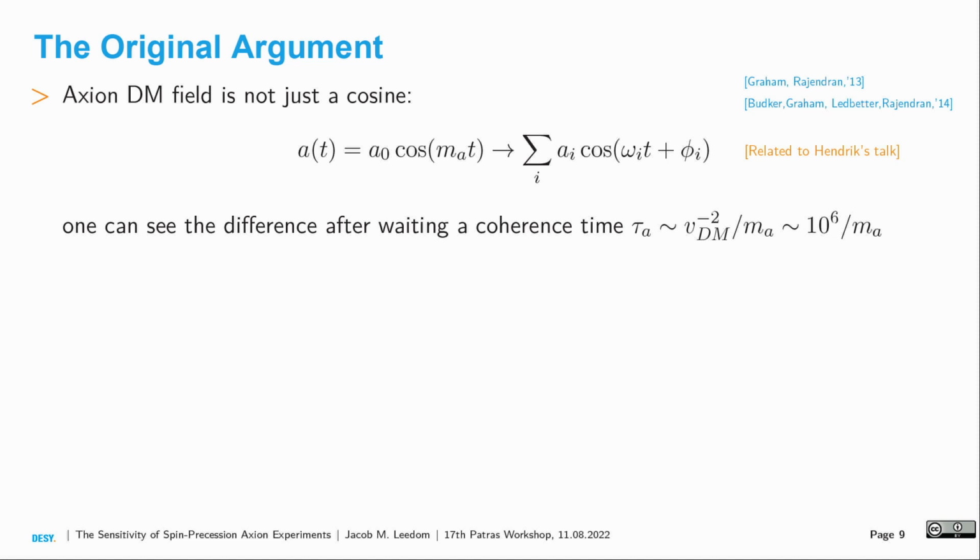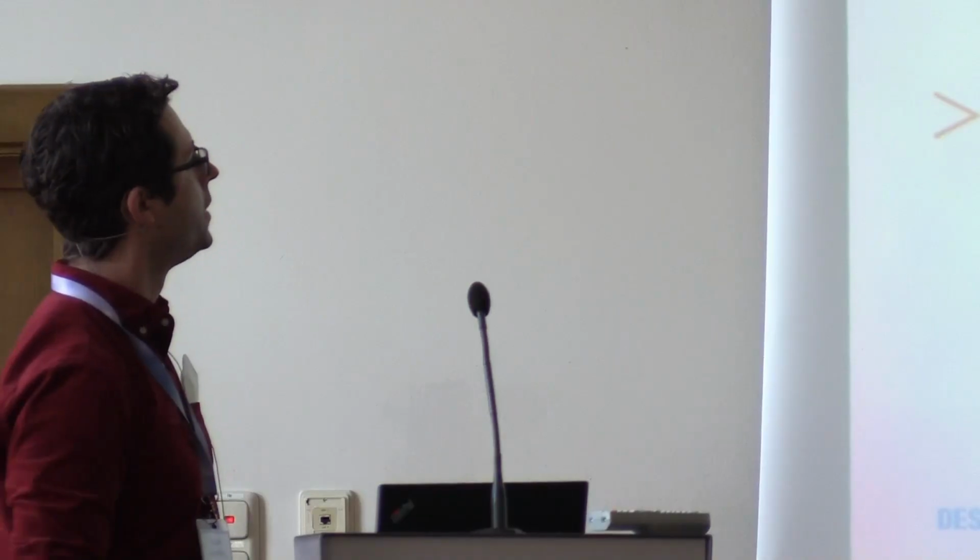Now, you only see this difference between the single plane wave and the sum of plane waves after you've run an experiment for longer than the coherence time. So the coherence time is something like 10 to the 6 over m_a, roughly speaking. So before the coherence time, you basically see just a plane wave, but afterwards you start to probe the stochastic nature of the axion field.